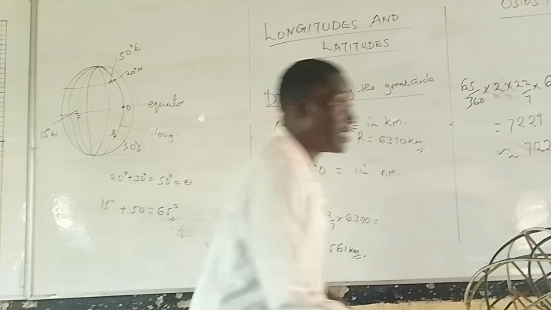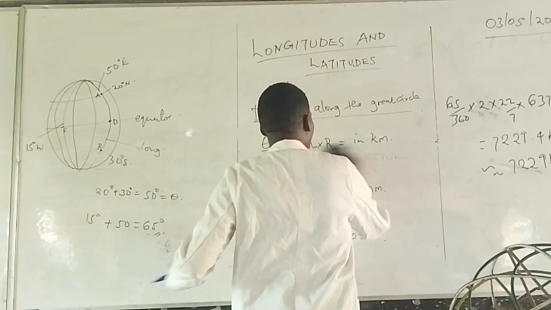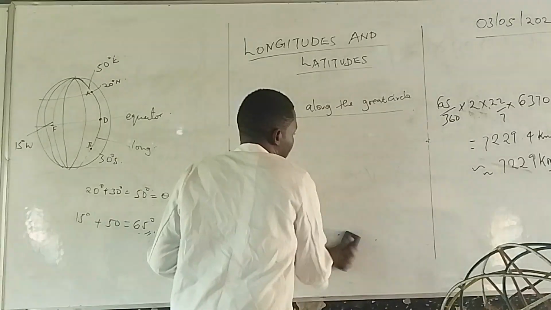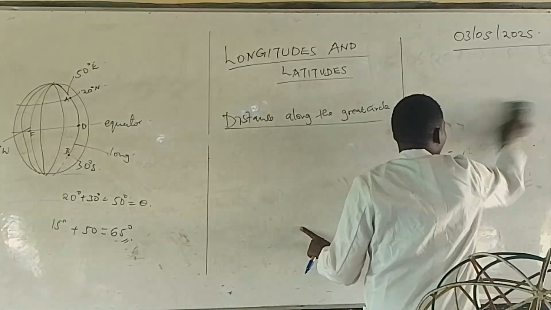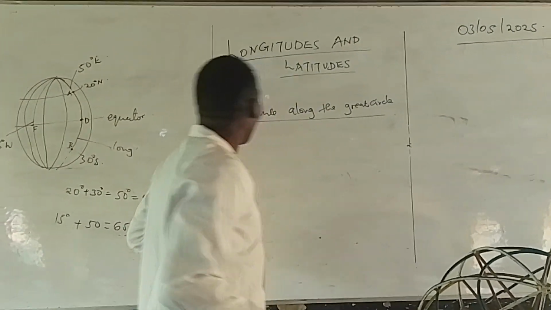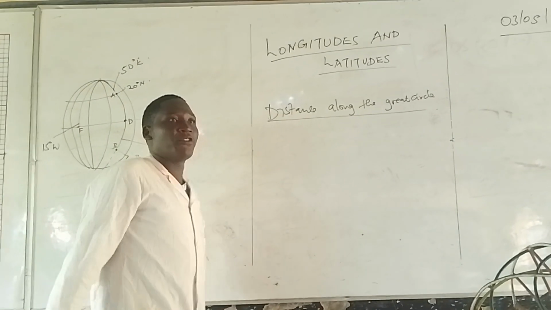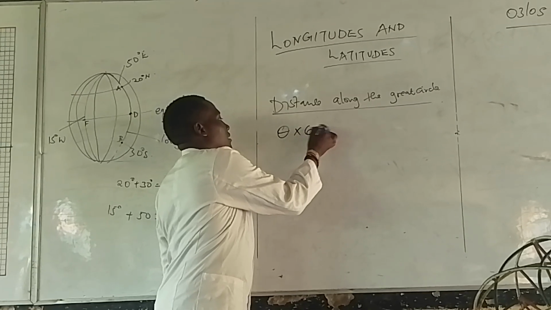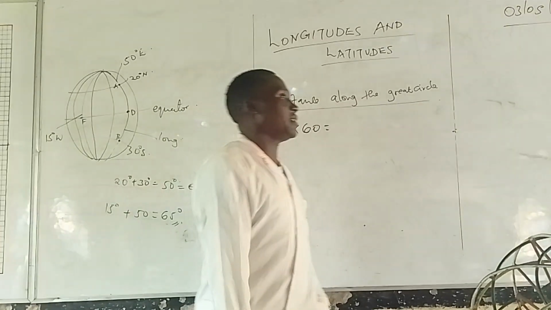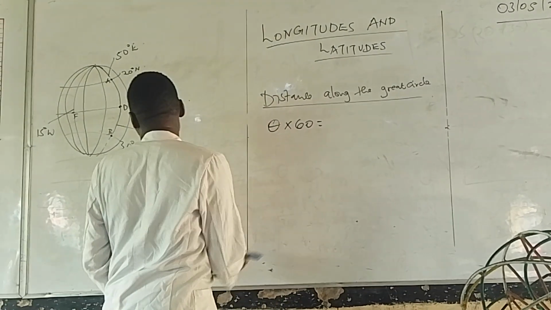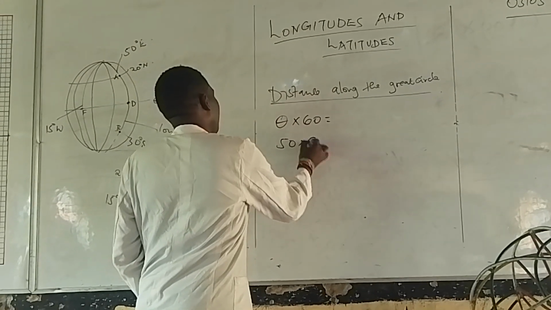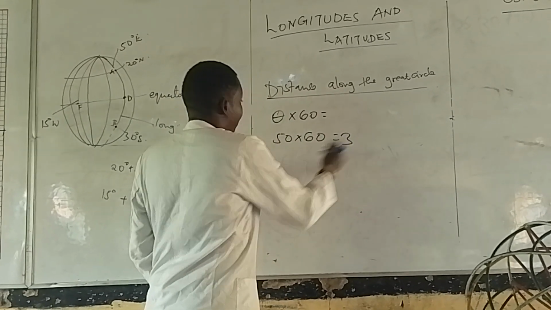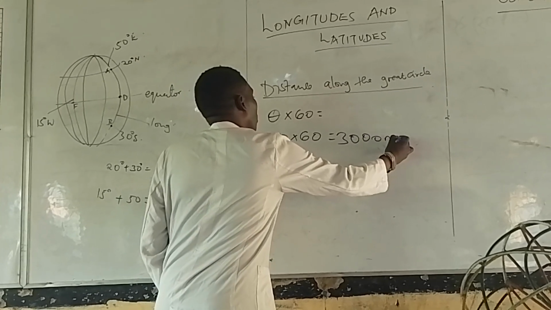So we can also give the distance in nautical miles. The formula of getting the distance in nautical miles is given as theta times 60, which always gives us the distance in nautical what? Miles. So therefore we have 50 times 60 to get what? That is 3,000 nautical miles.